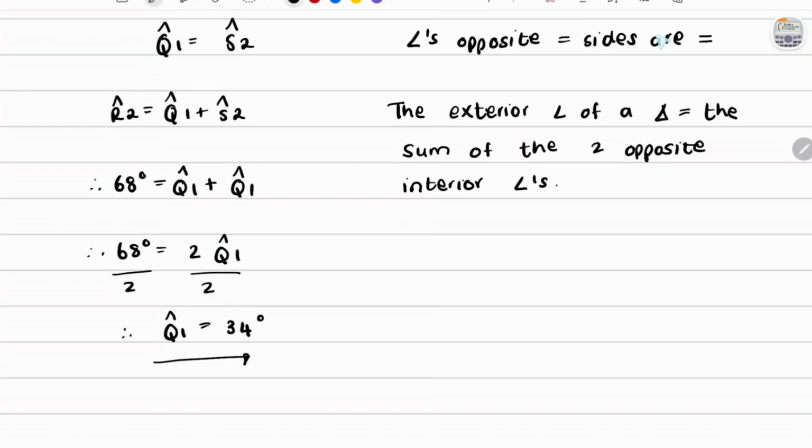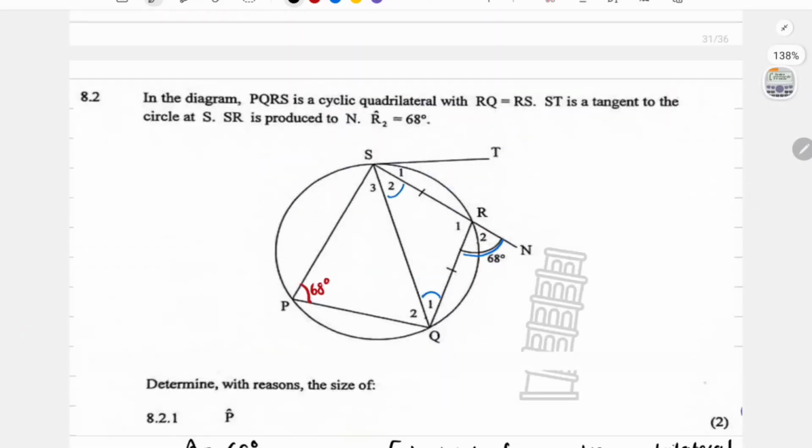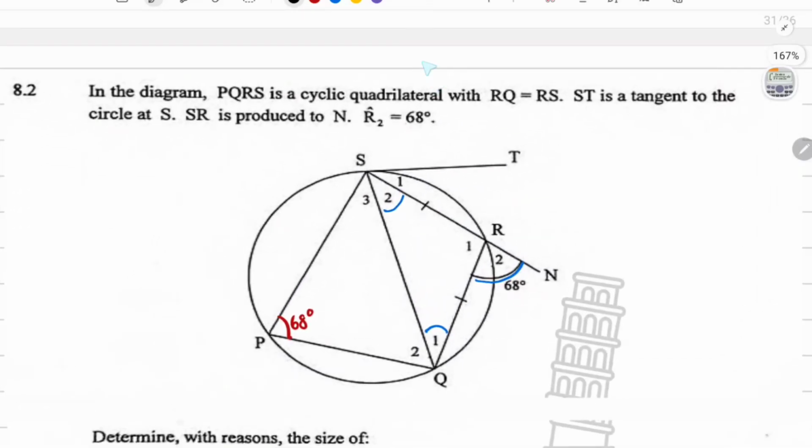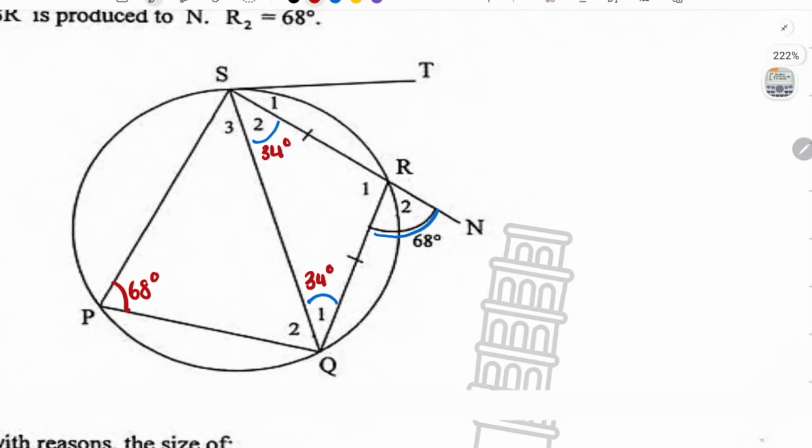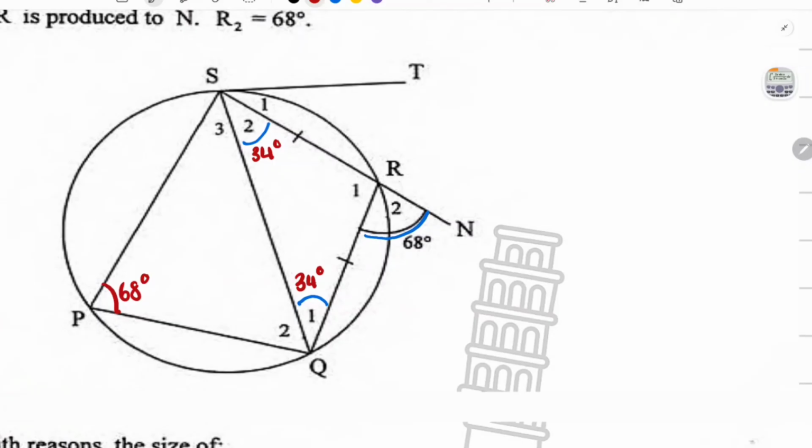Okay, moving on to the next question. Then the last question in question 8 is to find the size of angle S1. So remember we found these two to be 34 degrees each. So 34 and 34. So what would angle S1 be? You see, when you're looking at angles, ask yourself where it is.